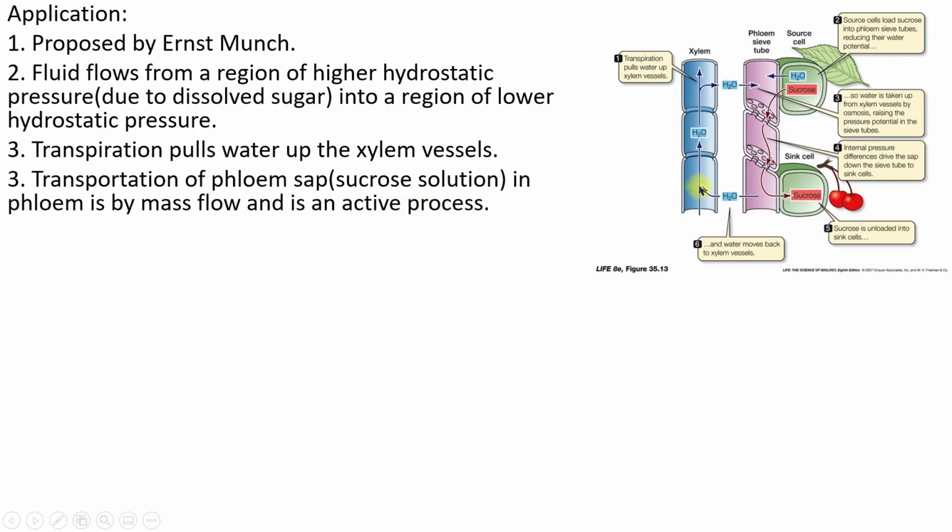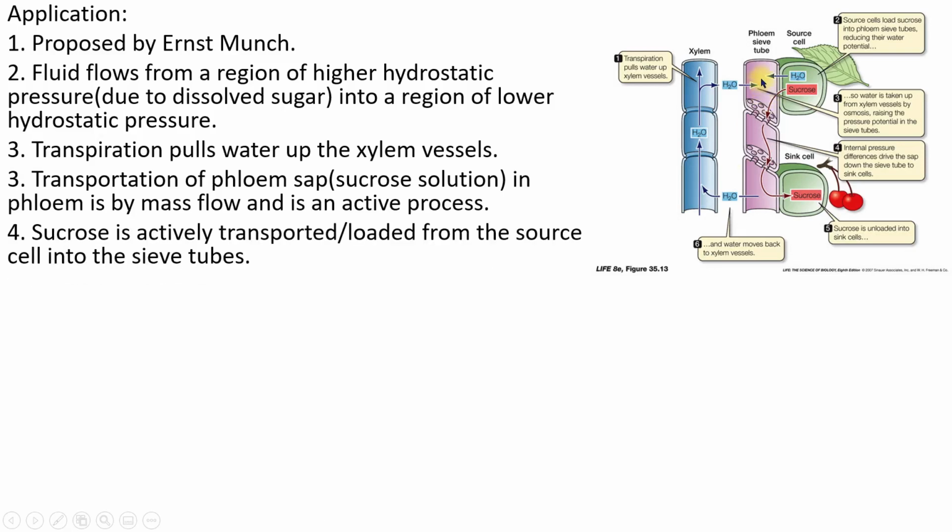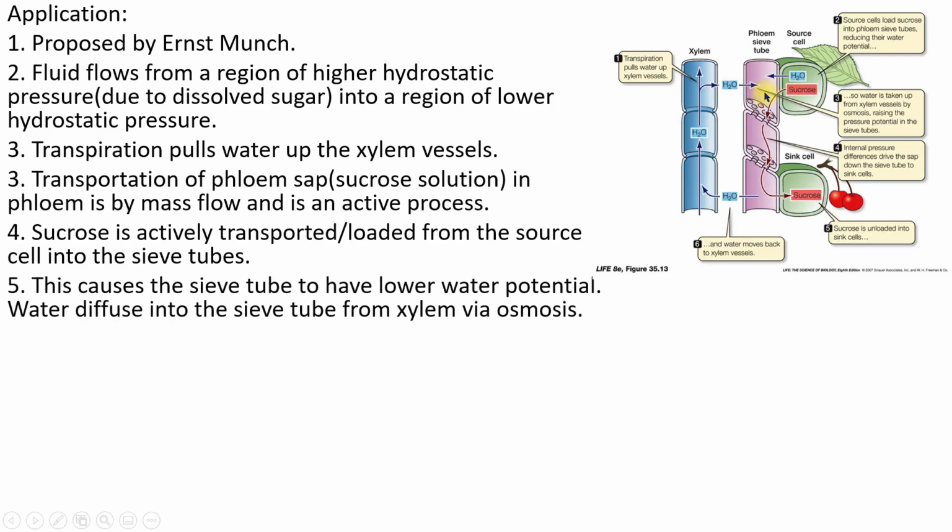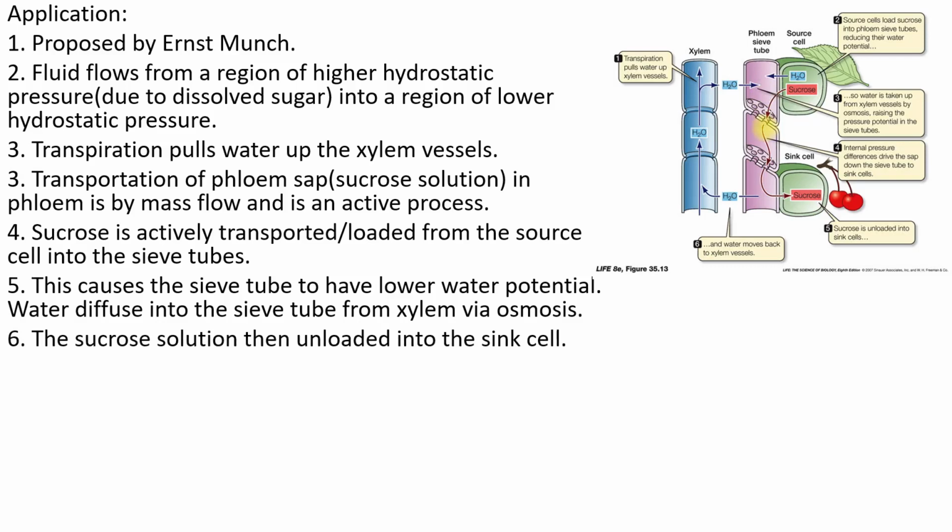And then the transportation of phloem sap in the phloem is by mass flow and is an active process. Sucrose is actively transported or loaded from the source cell into the sieve tubes. This causes the sieve tube to have lower water potential. So water will diffuse into the sieve tube from the xylem via osmosis. Then the sucrose solution of phloem sap is unloaded into the sink cell.